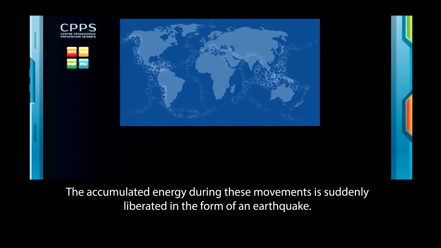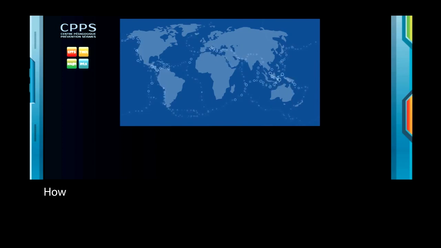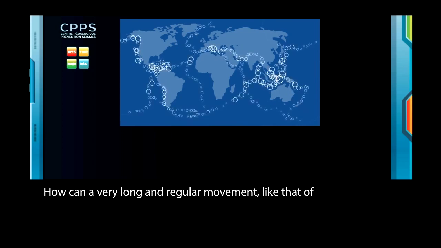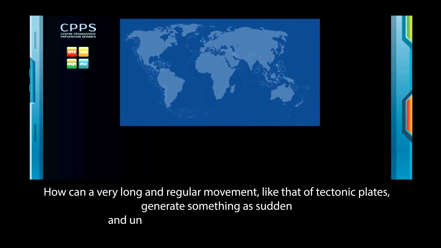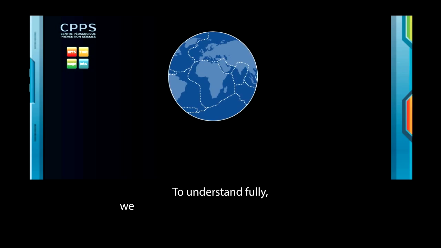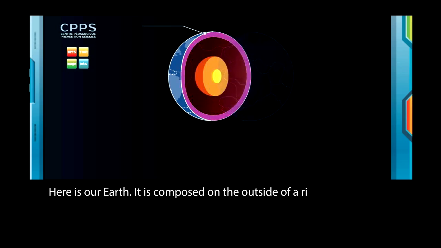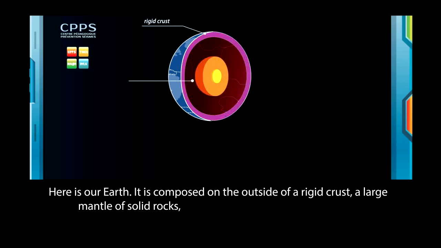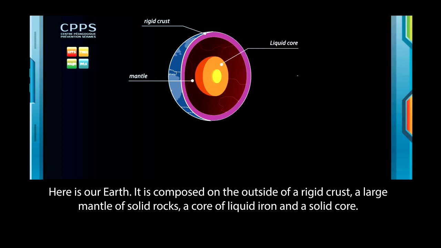How can a very long and regular movement, like that of tectonic plates, generate something as sudden and unpredictable as the great earthquakes? To understand fully, we need to look at how our planet works. Here is our Earth. It is composed on the outside of a rigid crust, a large mantle of solid rocks, a core of liquid iron, and a solid core.